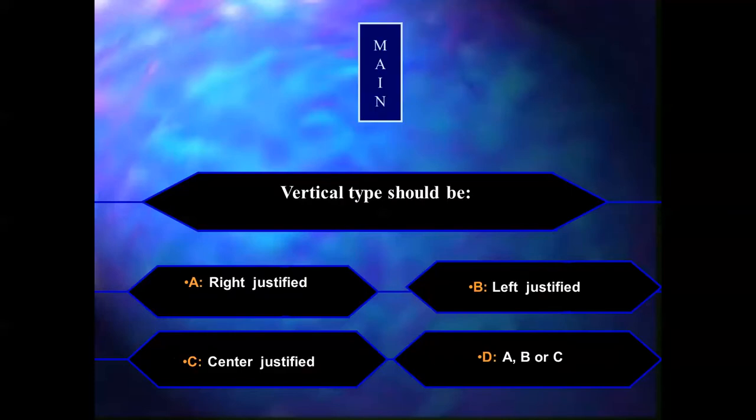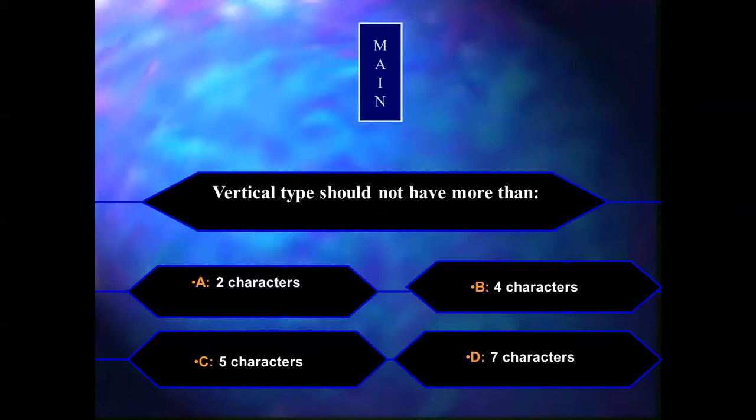All right. Vertical type should be A, right justified, B, left justified, C, center justified, or D, A, B, or C. Hmm. You're correct if you got C. It should be center justified.